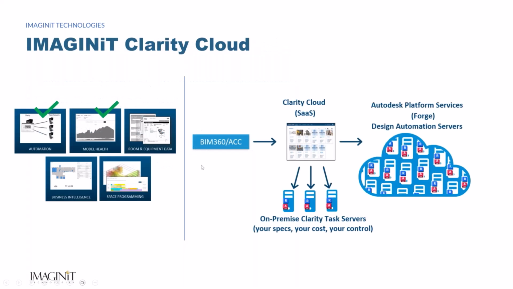I also want to mention just in passing, IMAGINiT Clarity Cloud. What I've been talking about so far is the IMAGINiT Clarity on-premise product. We do also have our cloud-based product. It's still much younger, much less mature than our on-premise product, but it is growing and it is getting there. In this past year, we did put out more updates for Clarity Cloud. It does tend to lag a little bit behind the on-premise side, so its 2025 Revit support will probably be in the next few weeks.